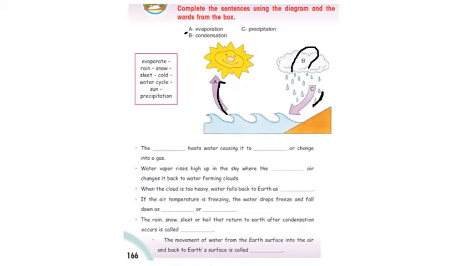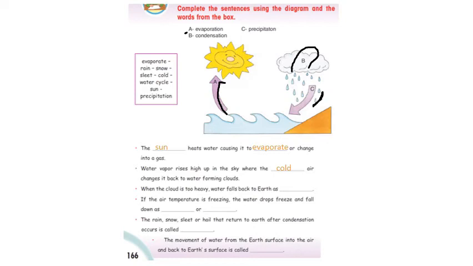Okay, let's start. The blank heats water. What heats water? The sun. So the sun heats water, causing it to evaporate or change into gas. Water vapor rises high up in the sky, where the blank air, of course the cold air, changes it back to water, forming clouds. Now, when the cloud is too heavy, what happens?